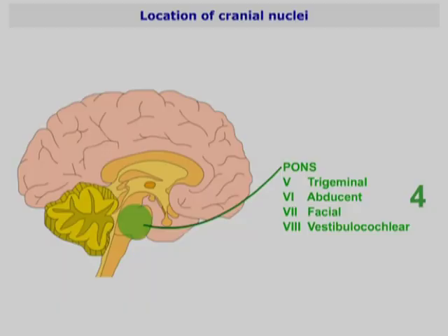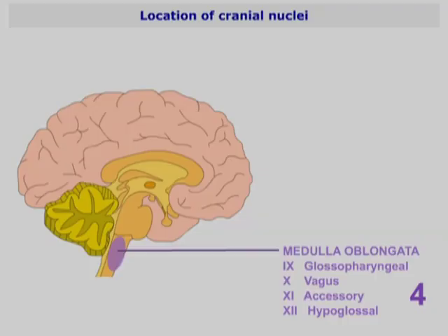The next 4 originate from the pons, that is the trigeminal, abducent, facial, and vestibulocochlear. And the last 4 from the medulla oblongata, the glossopharyngeal, vagus, accessory, and hypoglossal. As emphasized earlier, this is a rough guide of their nuclear origin.